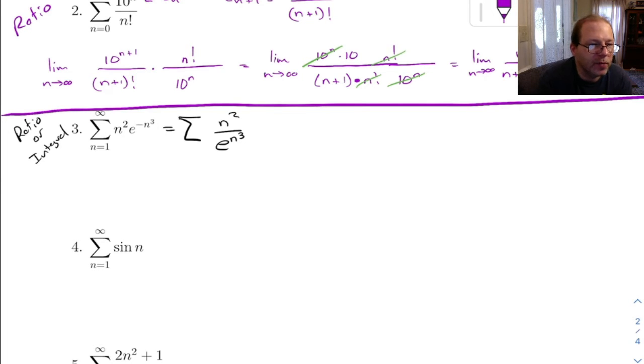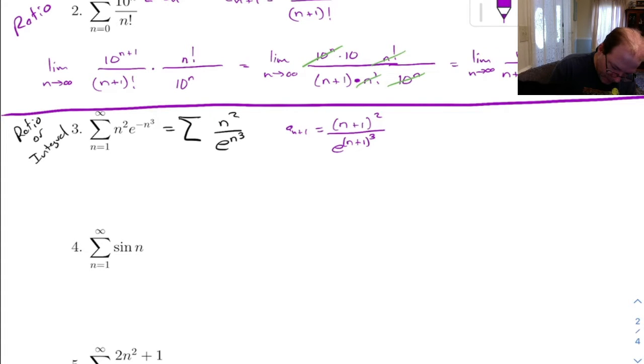Okay, problem 3. Previously we said that this was either going to be a ratio test or an integral test problem. So let's try the ratio test first. The ratio test, if we look at the a sub n plus 1 term, that's going to be n plus 1 squared over e to the n plus 1 cubed.